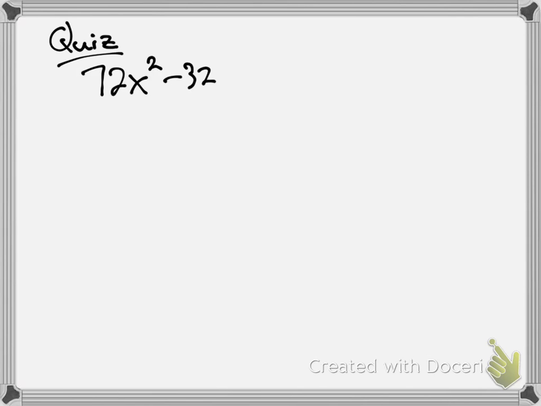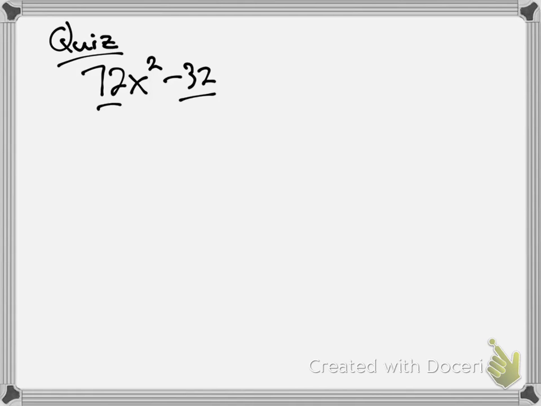All right, so there's the quiz question. Factor that. So what's the first step? What do they have in common? What goes into 72 and 32? If you look at the multiple choice options, that's always a good idea, to look down at the options. A couple of them have an 8 out front. Probably the 8, huh?